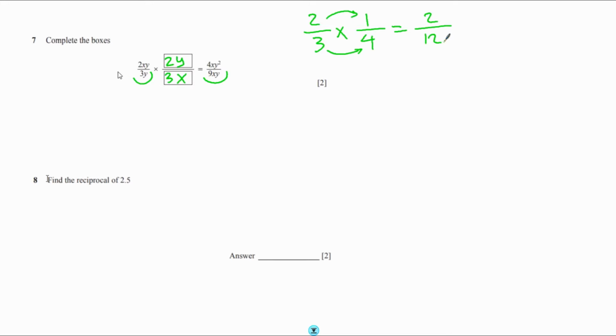Okay, so the next question here: find the reciprocal of 2.5. 2.5, we can write it as 5 over 2, because that's half of 5, and the reciprocal of that is 2 over 5. The reciprocal of a fraction is changing the position of the denominator and numerator. Okay, so we go to the next question.